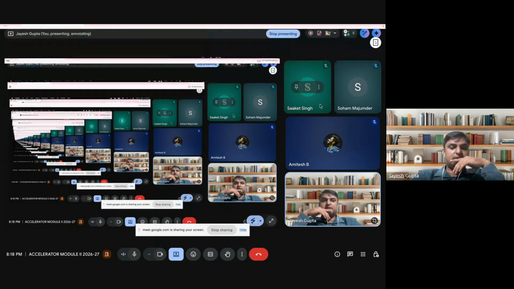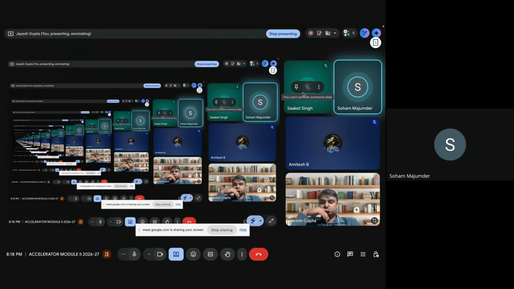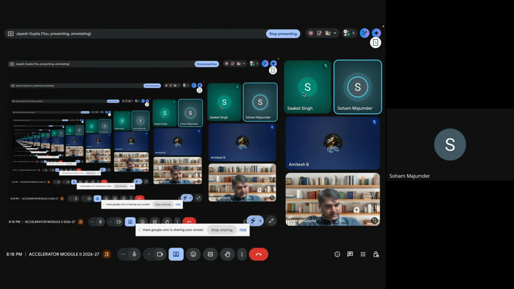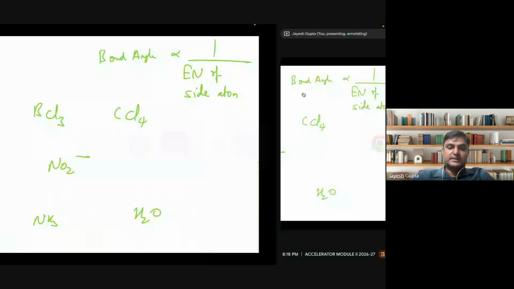CH4, NH3, and H2O all have sp3 hybridization. CH4 has zero lone pairs, NH3 has one lone pair, and H2O has two lone pairs. So the bond angle in CH4 is largest, then NH3, and then H2O. This one you have done correctly.